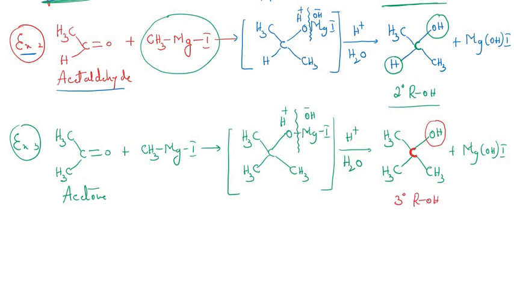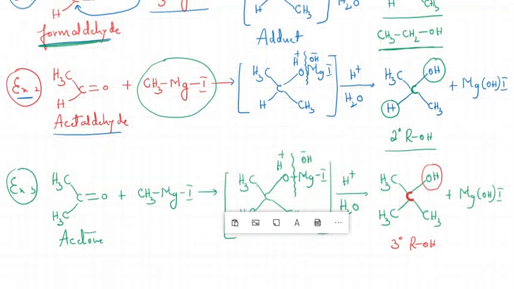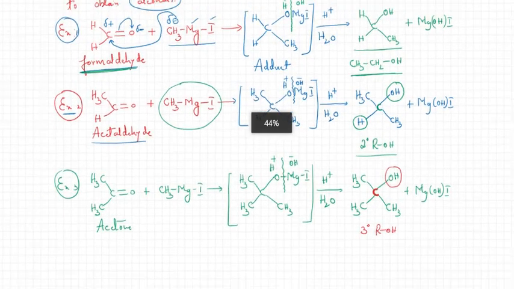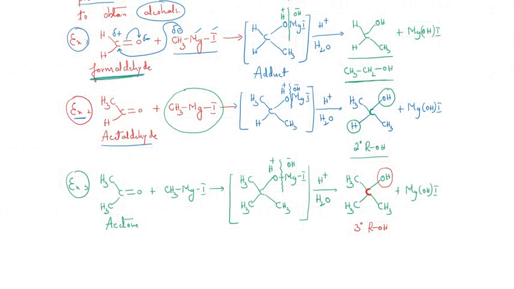Is it clear, students? I want to repeat it once again: if you take formaldehyde, our product will be a primary alcohol. If you take an aldehyde other than formaldehyde, our product will be a secondary alcohol. And if you take a ketone, our product will be a tertiary alcohol. Is it clear, students?